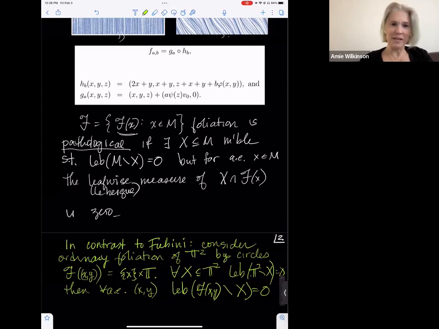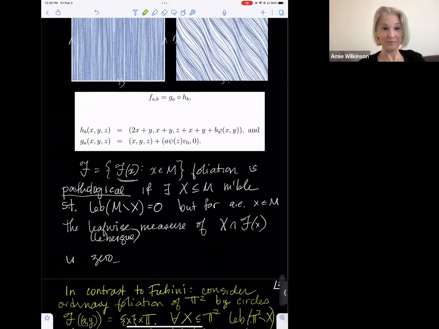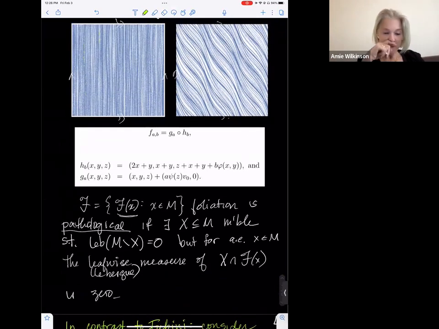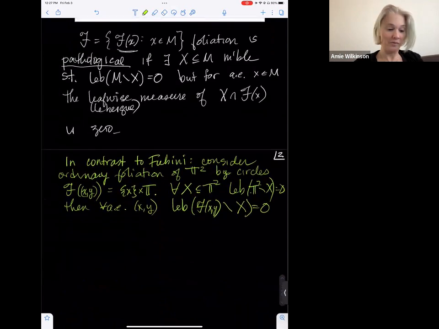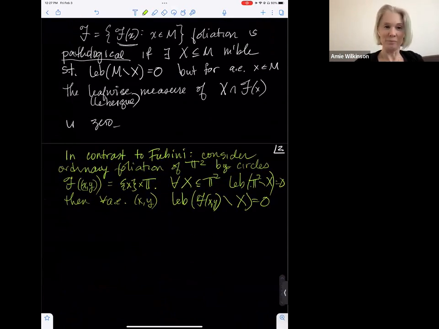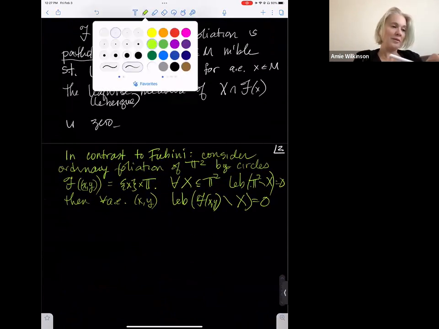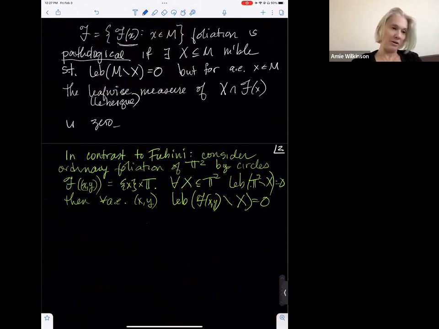Or more precisely, maybe Cavalieri's principle, which comes from Fubini's theorem. So a pathological foliation is pathological from the point of view of the Lebesgue measure. It has these beautiful, smooth, continuously differentiable leaves, but they fit together in a way that defies the property of Lebesgue, of an ordinary foliation by circles. So that's in contrast to Fubini's.